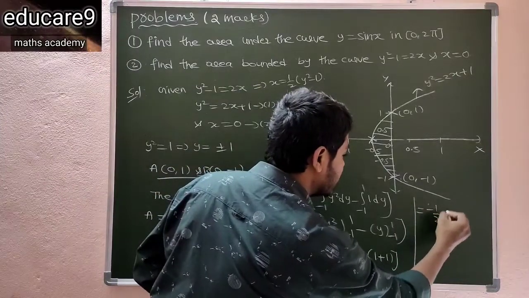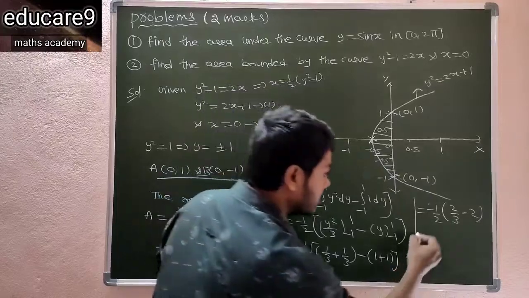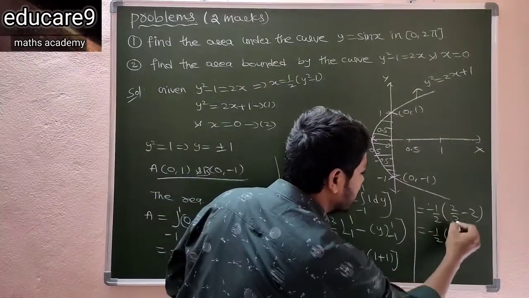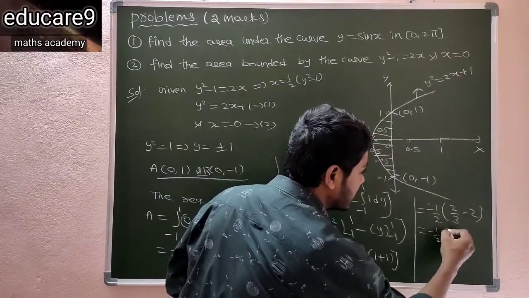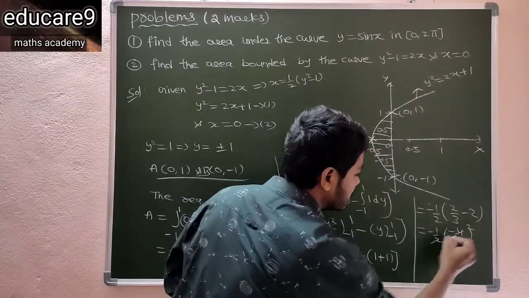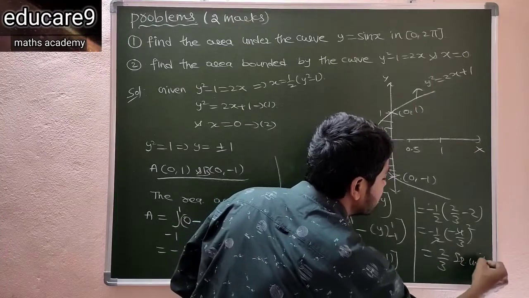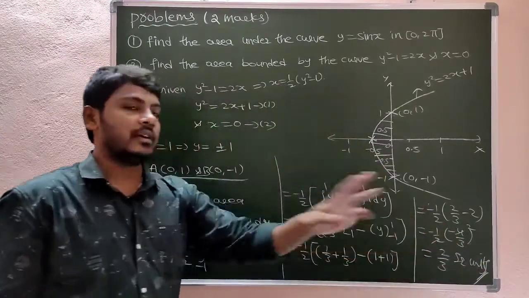So this is minus 1 by 2 into (2 by 3 minus 2). So this is minus 1 by 2 into (2 minus 6) by 3, that is minus 4 by 3. So 2 1 2 2. So this is 2 by 3 square units. So this is the required area.